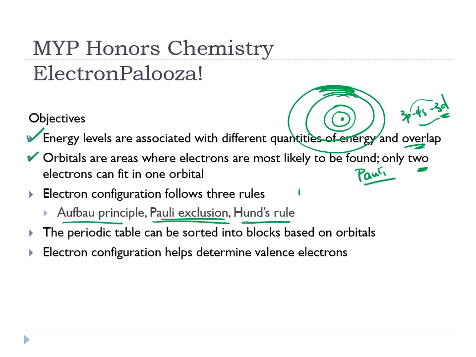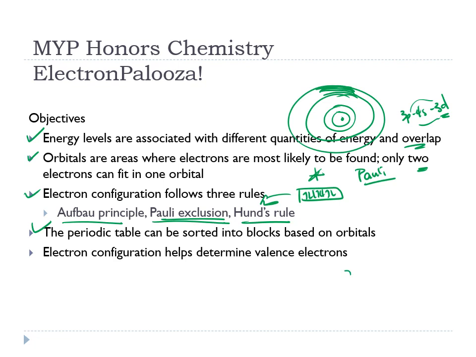Hund's rule. If you have something like the p's and there are 3 different orbitals in p because we have X, Y, and Z, we're going to go up, up, up, and then we're going to go back, down, down, down. That's Hund's rule. The periodic table is sorted into those blocks based on orbitals.